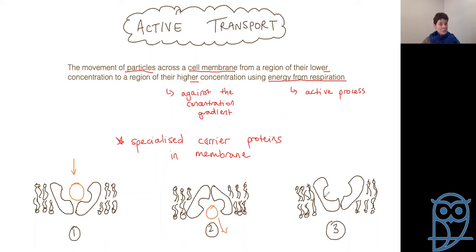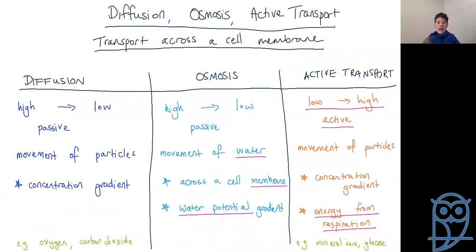So it's quite a different process than the previous two. If we go back, we've got diffusion, high to low concentration, down the concentration gradient, a passive process. It's all about the movement of particles as a result of that random movement, kinetic energy. Osmosis is down a water potential gradient, from high water potential to low water potential. Also a passive process, movement of water, and therefore it is water only, and it has to be across a partially permeable membrane, in this case, the cell membrane.